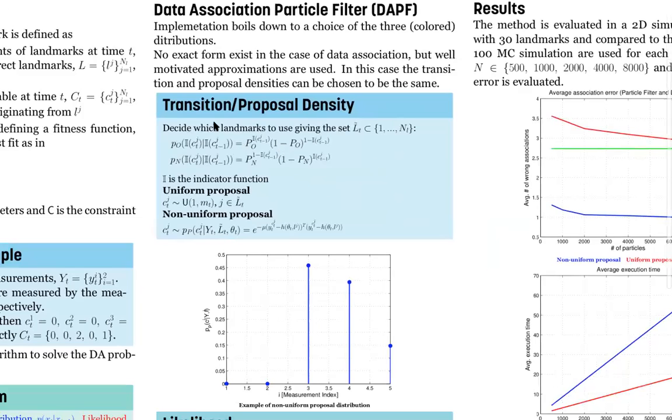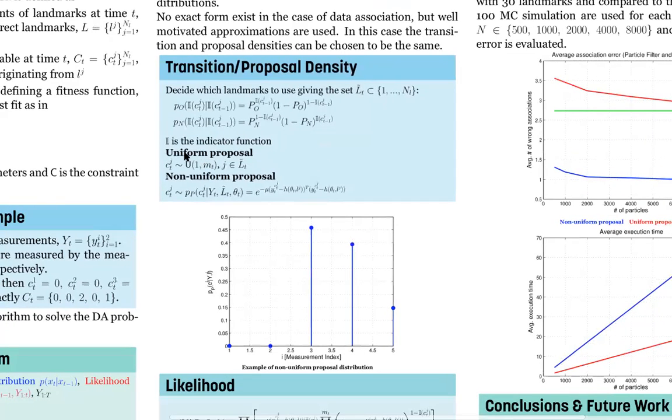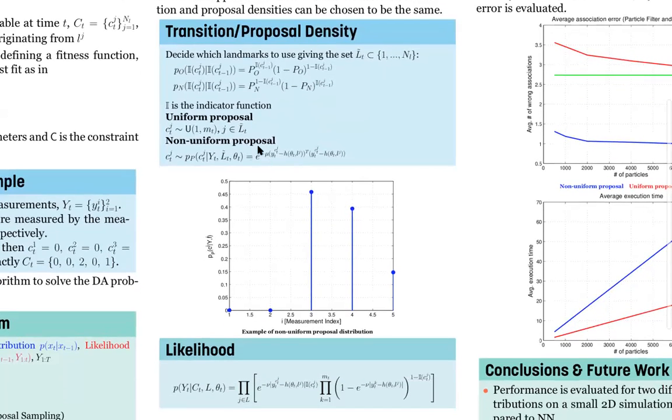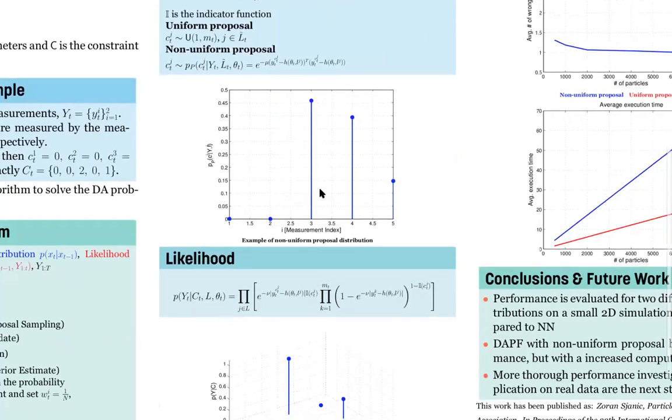In this case, we are first trying to find the subset of all the landmarks that we are going to try to find association for, and then we use uniform or non-uniform proposal, where the PDFs are given here. An example of non-uniform proposal distribution is given here. The non-uniform utilizes the measurements much more than uniform proposal, which doesn't utilize them at all.